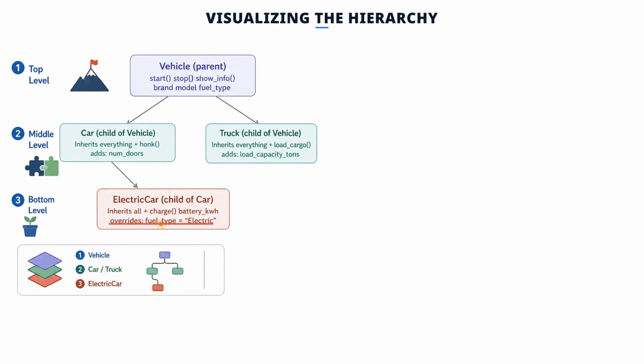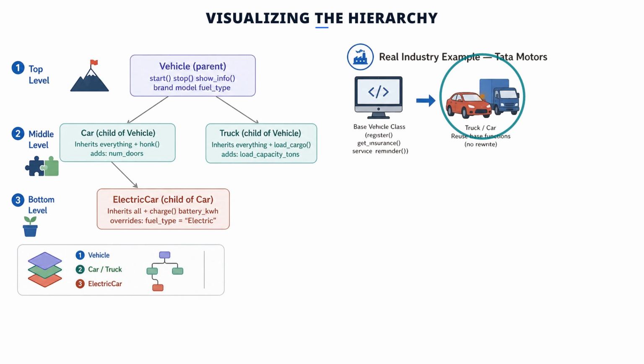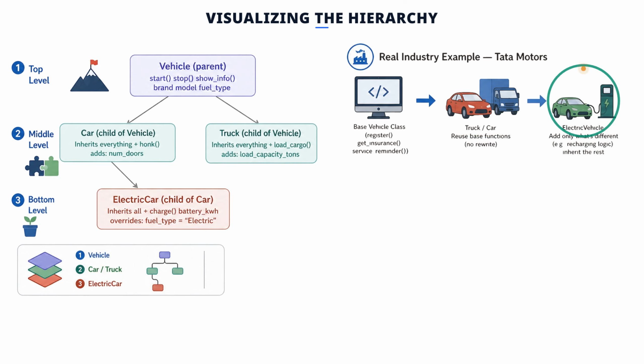To see why this is so powerful, let's look at a real industry example with Tata Motors. Engineering teams here use a base vehicle class to handle universal, tedious tasks like registering the vehicle or setting up service reminders. When they develop a specific model, like a truck or a standard car, they don't have to rewrite those core functions. And when they introduce an electric vehicle, the team only needs to write the unique code, like the battery recharging logic, while automatically inheriting the rest of the car's standard proven code base.